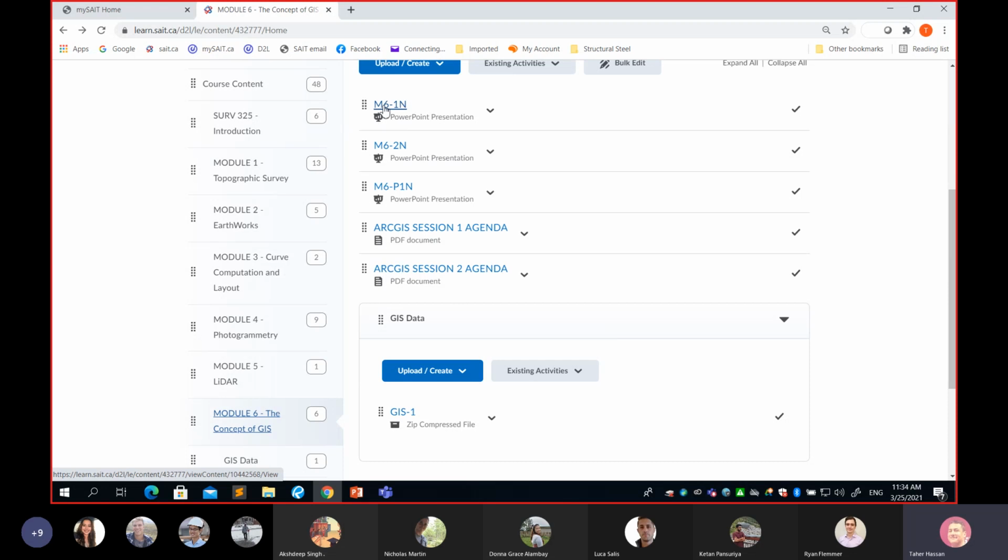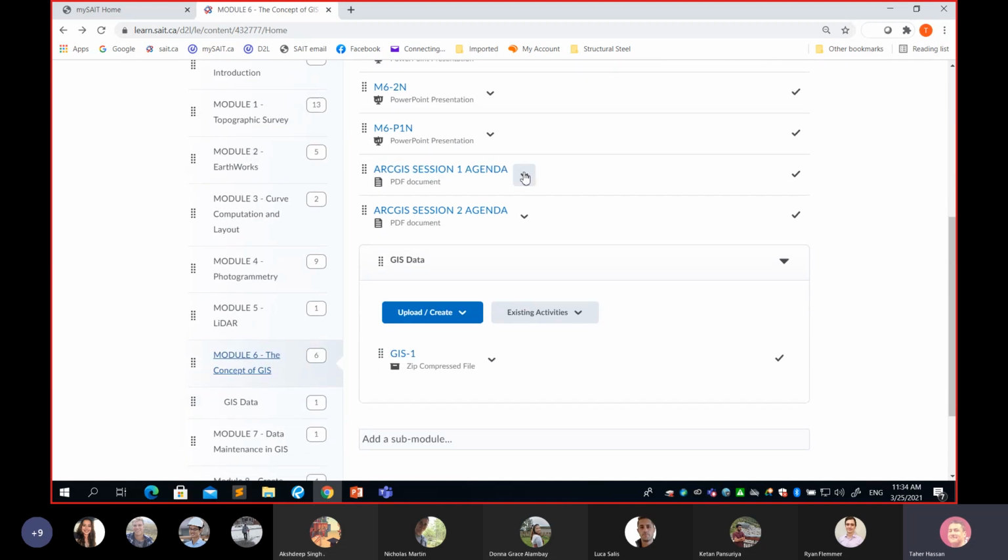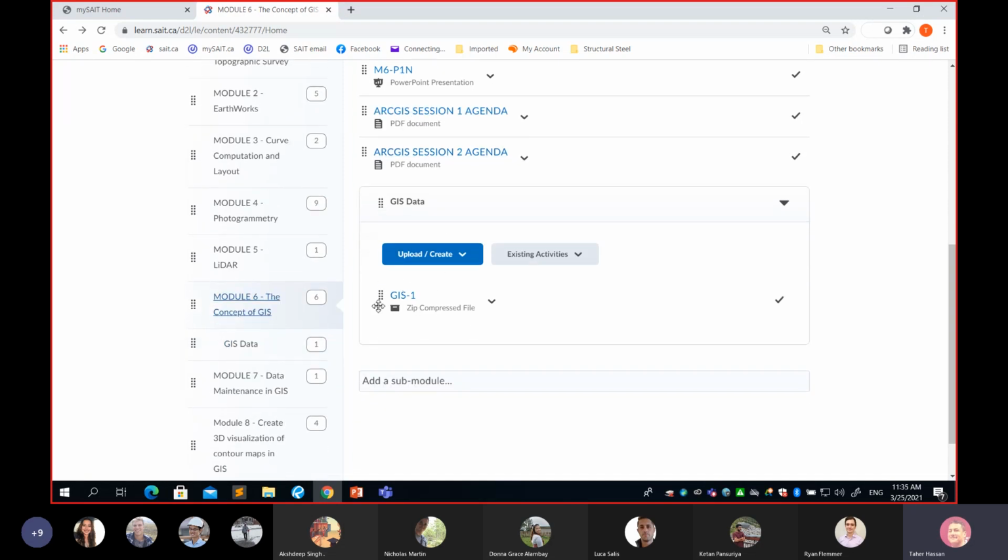This one is the one that we covered today, M6-1N. So we covered this one. We had a little bit of theory here. We'll talk about it in the next few sessions. And you also download those because those are the agenda for ArcMap training. It will tell you what we are going to cover, kind of a small agenda. But really what's important is this part here.